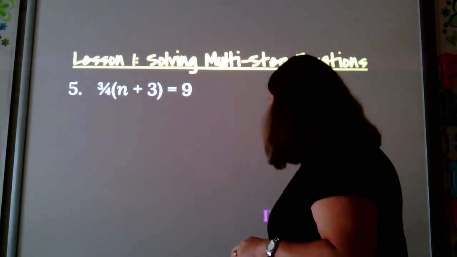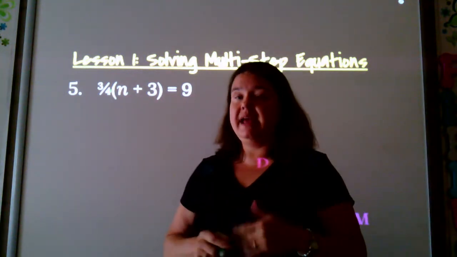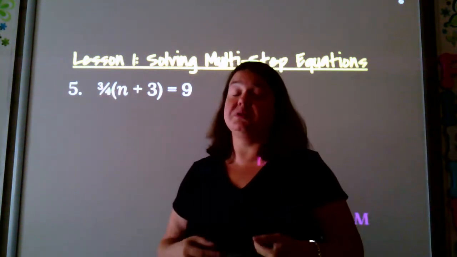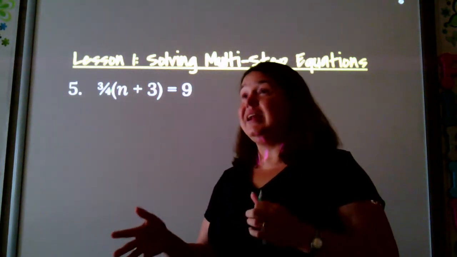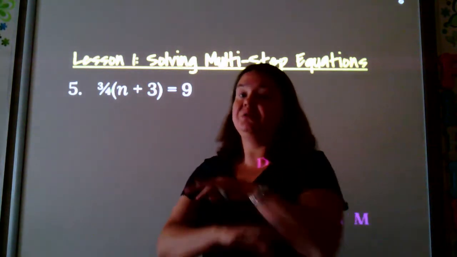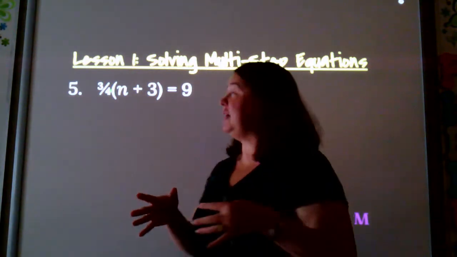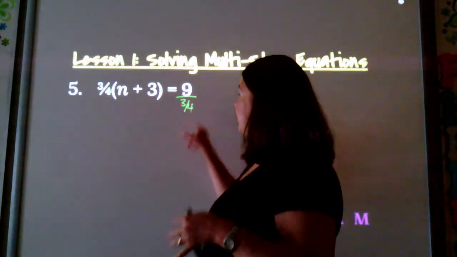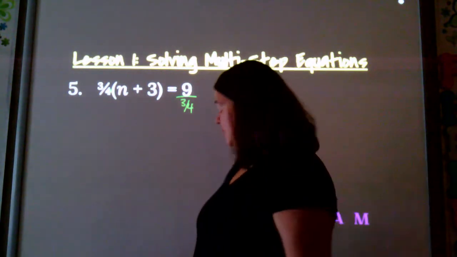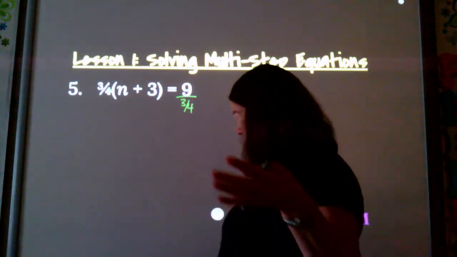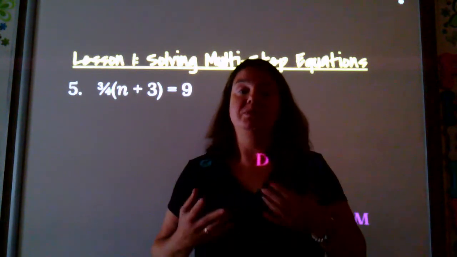Now, notice that I've got 3/4 times my parentheses, right? And how do I undo multiply by 3/4? Well, most of you would say divide by 3/4. And technically you're right, but in this class, we do not divide by fractions. We just don't do it. It's messy, okay? Because if I do this, are you any better off? No, that makes you want to cry. It makes me want to cry. That's very sad. So, instead of dividing by fractions, we multiply by the reciprocal.